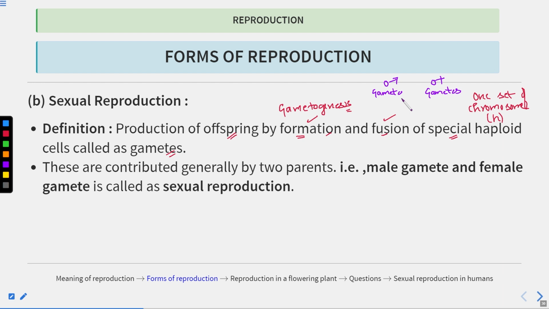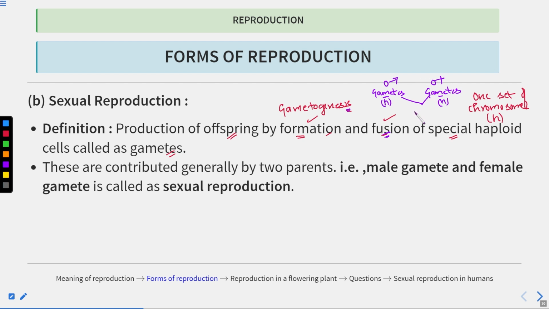After the formation of the gametes, if we talk about humans, sperms are the male gametes, and the ovum or ova is the female gamete. These two gametes are formed by the process known as gametogenesis, and then there is a fusion of these gametes. Both these gametes are haploid, and when they fuse, this process is known as fertilization.